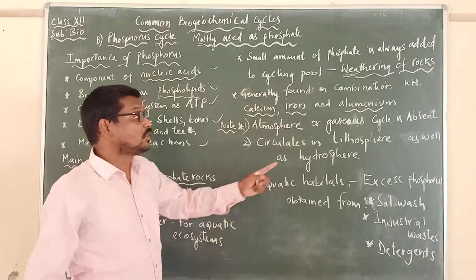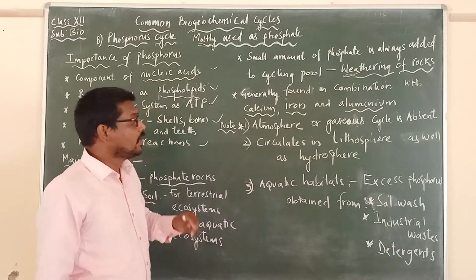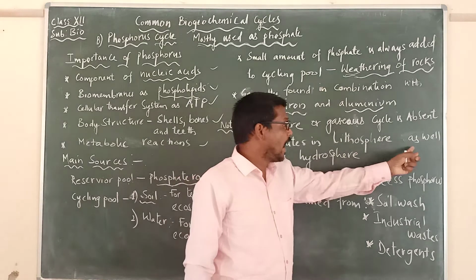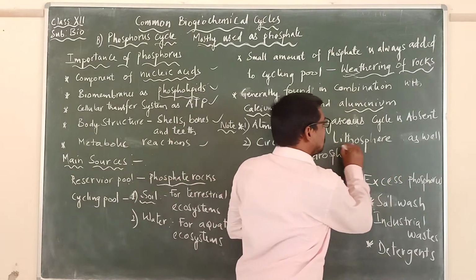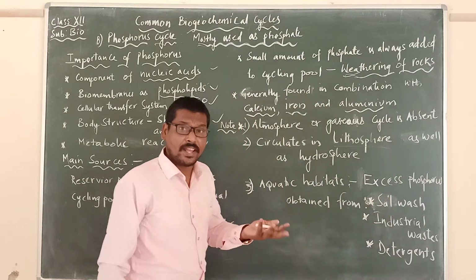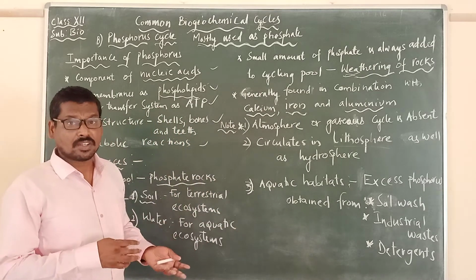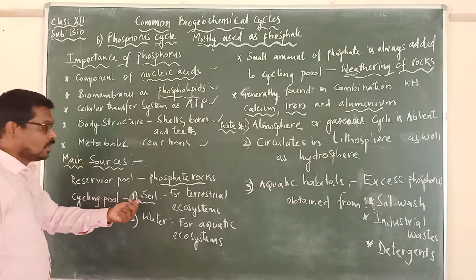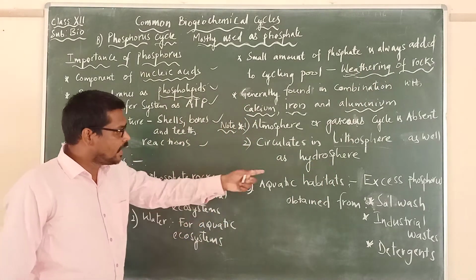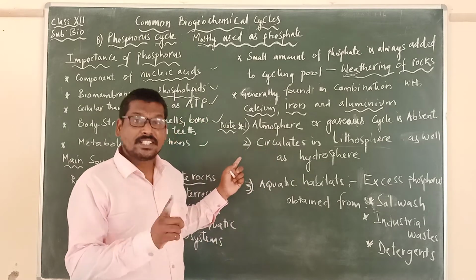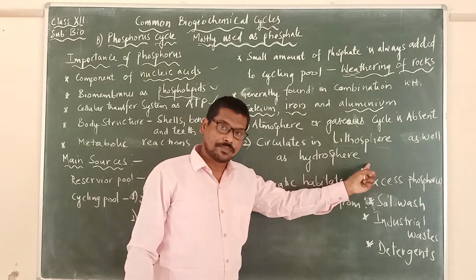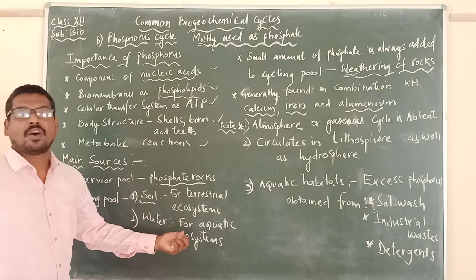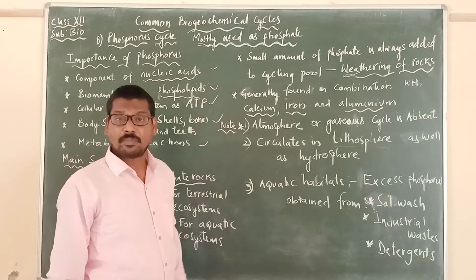And circulation is in the lithosphere as well as the hydrosphere. How is it circulated? Lithosphere, in simple terms, we can say the layers of rocks. So it is present in the rocks, which will be undergoing weathering, and from there it is entering the soil for terrestrial ecosystems. That's why this phosphorus circulates in the lithosphere as well as the hydrosphere. Hydrosphere means water, that is, all the aquatic ecosystems.